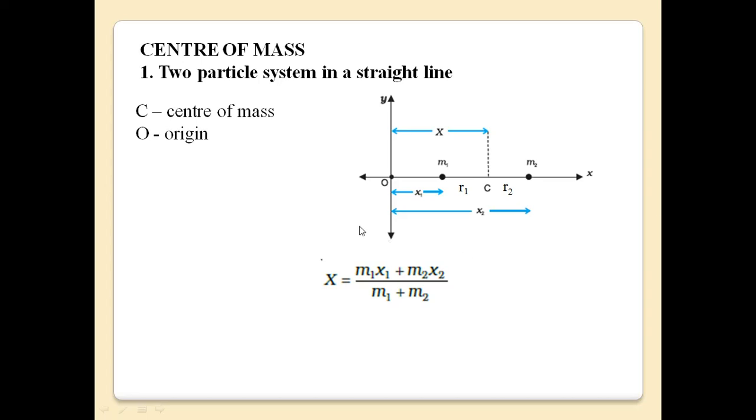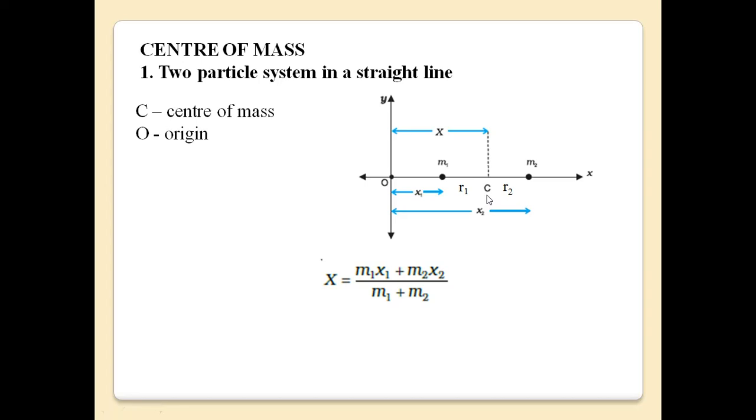Now look at the pictorial representation here. You can see the x-axis represented in the horizontal direction and the y-axis in the vertical direction, and the origin is O. Now there are two particles here, one of mass m1 and the other of mass m2. So we assume the center of mass to be at C.